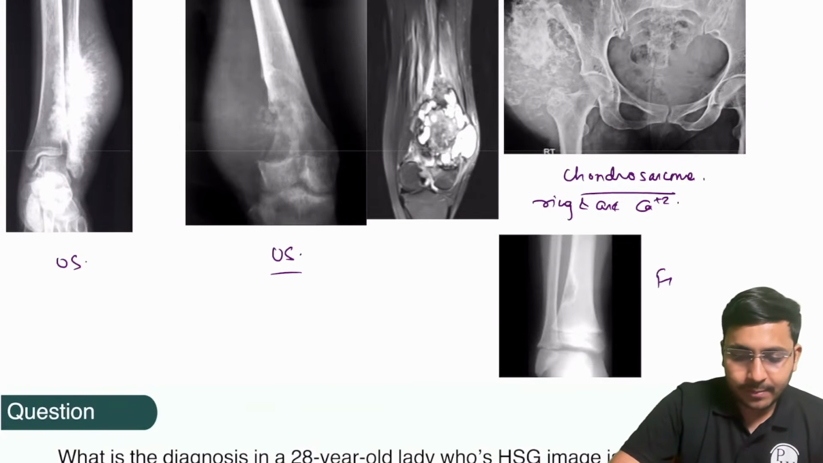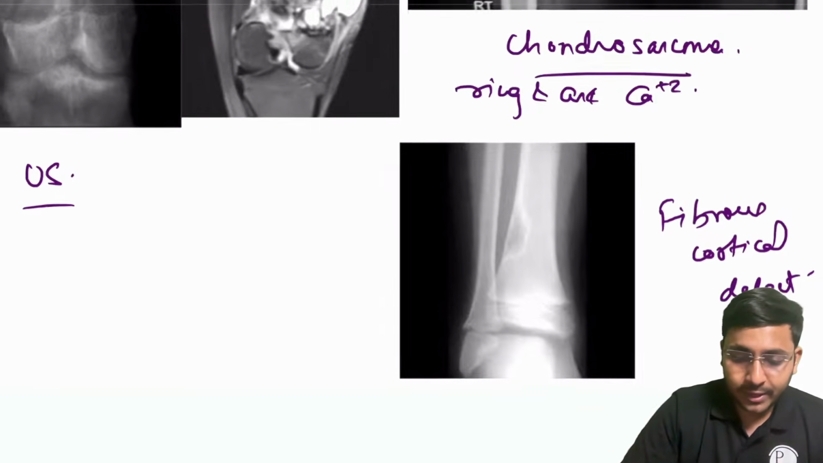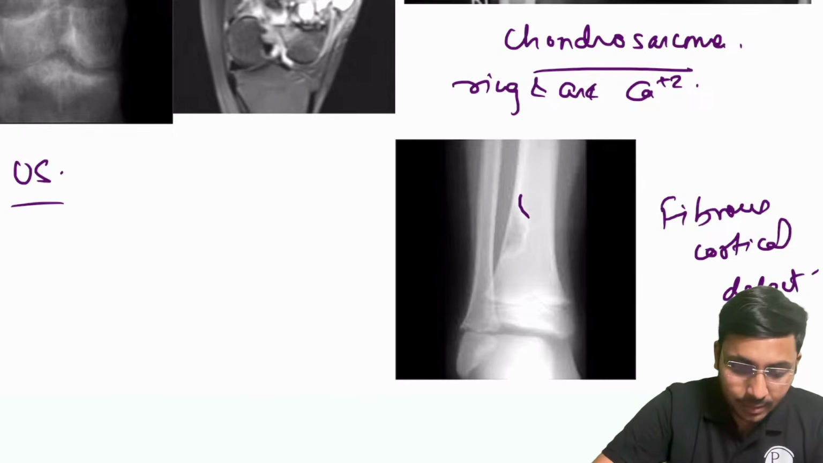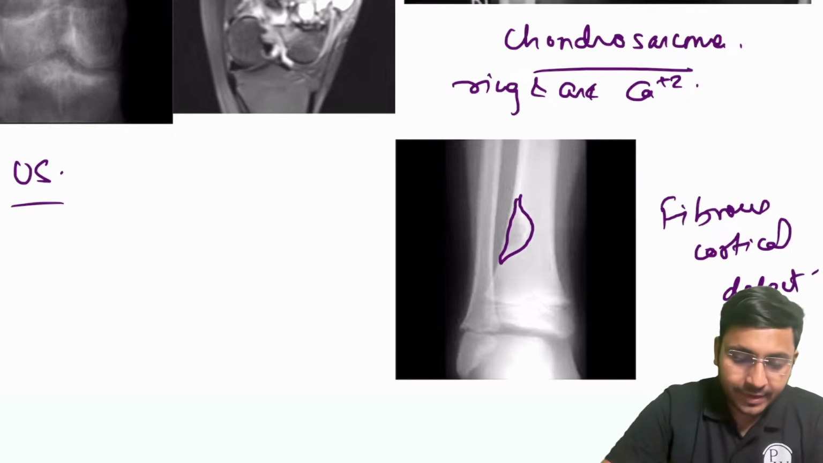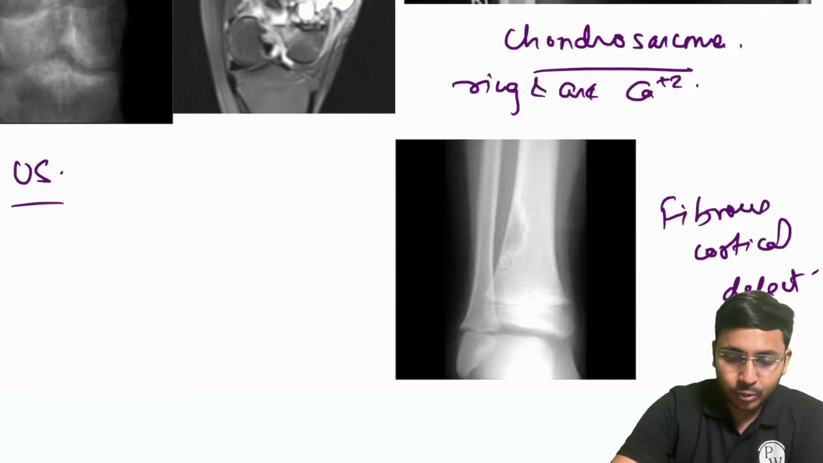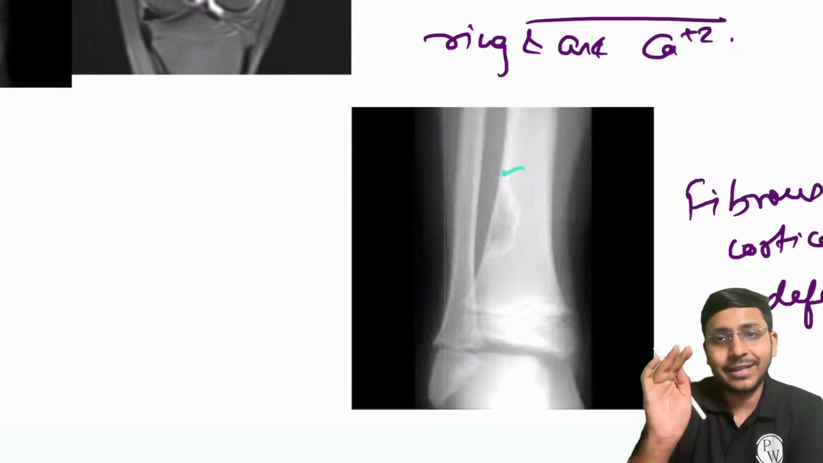Now this is how a fibrous cortical defect looks. Although the name is cortical defect, there is no cortical breach. It is a cortical based tumor, very well defined, very well localized and small in size. It is a cortical based tumor, but there is no cortical breach. Unlike the name, the cortex is intact.